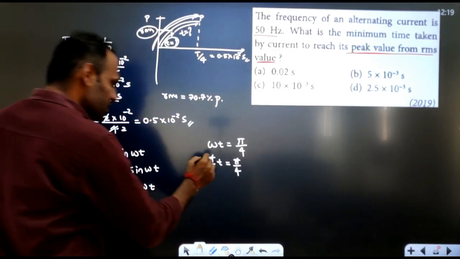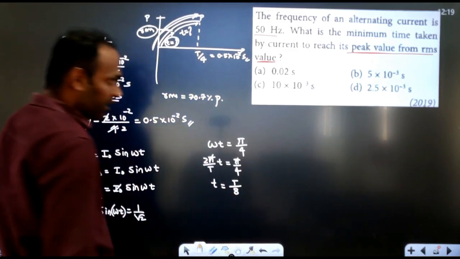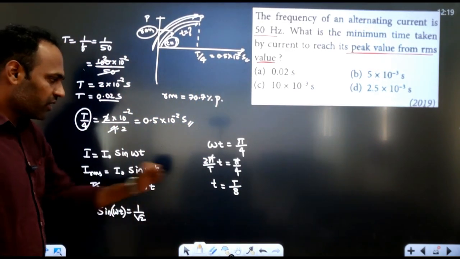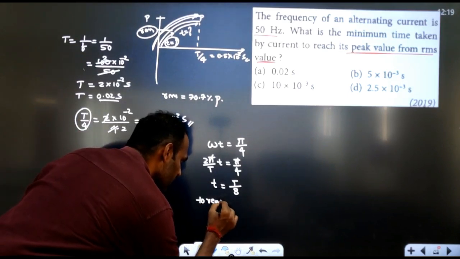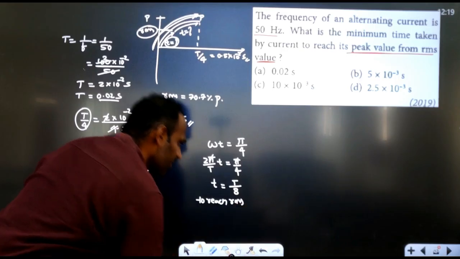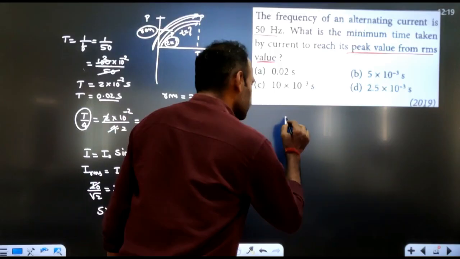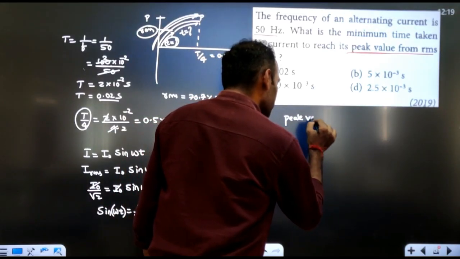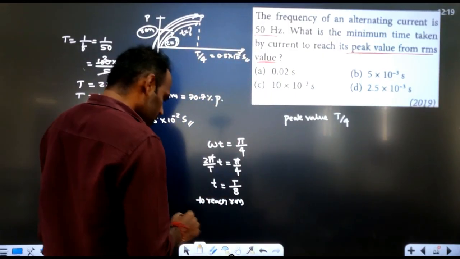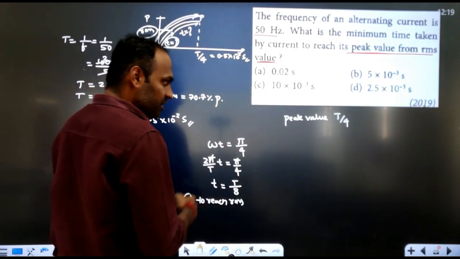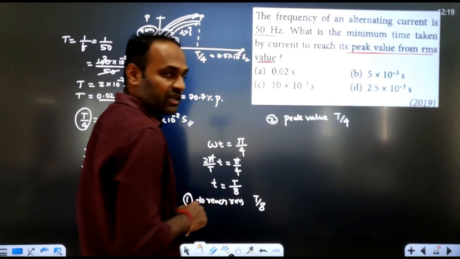Small t will be capital T divided by 8. Small t, so what is this? This is the time taken to reach the RMS value. Correct? And the time taken to reach the peak value is T by 4, right? So this is the first point. The time taken to reach RMS is T by 8. The time taken to reach the peak value is T by 4.